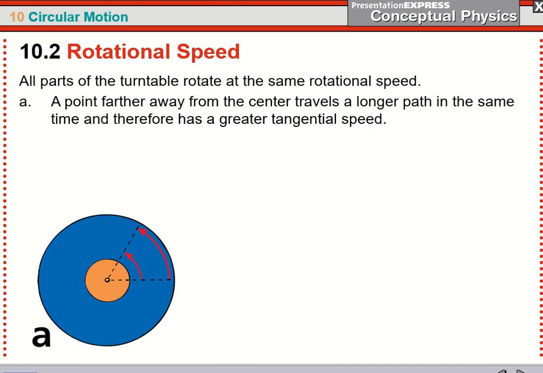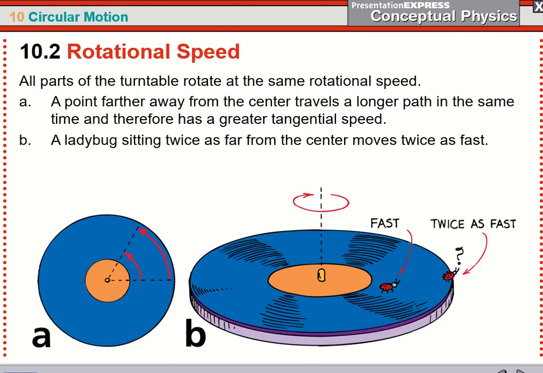A point farther away from the center travels a longer path, therefore it has a greater tangential speed, but they still both only went around once. So their rotational speed will be the same. Tangential speeds will be different. All points of the turntable rotate at the same rotational speed. A point farther away from the center travels a longer path in the same time and therefore has a greater tangential speed. A ladybug sitting twice as far moves twice as fast tangentially.